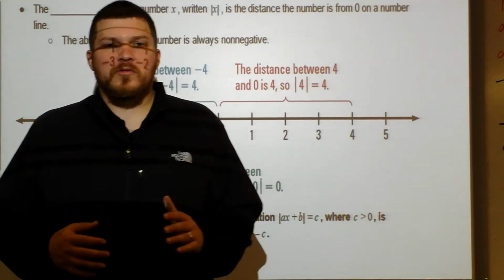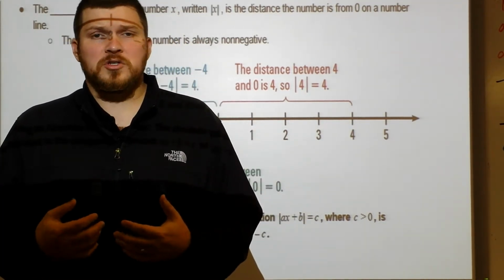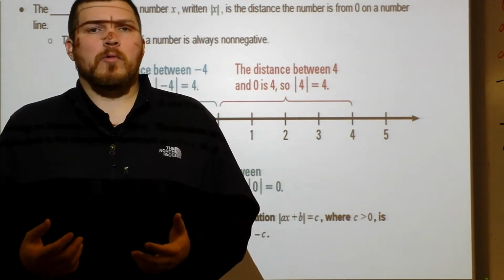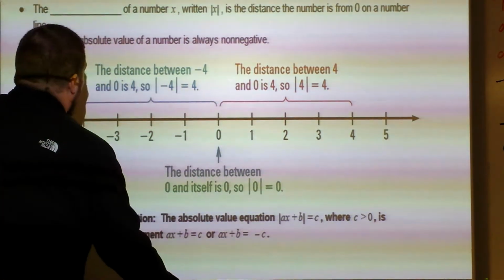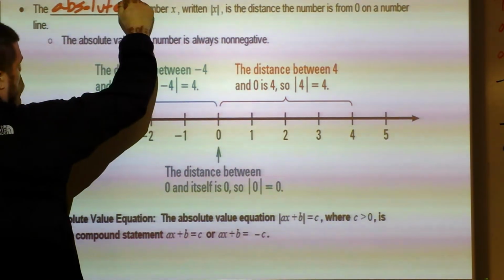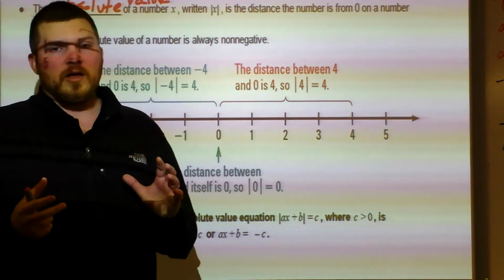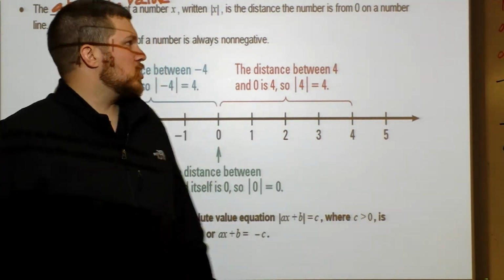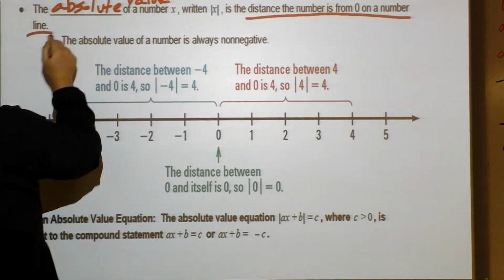Alright, so in this video we're moving on with a concept you might have done before. It's called solving an absolute value equation. So just as a quick review, let's talk about what it means to find the absolute value of a number. The absolute value of a number, which is written as a variable with two vertical bars next to it, is the distance the number is from 0 on a number line.